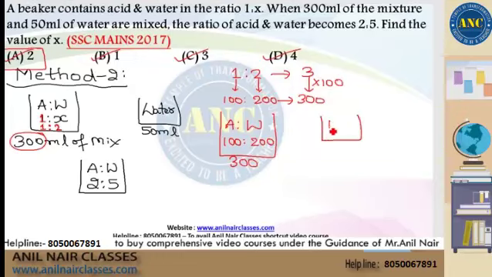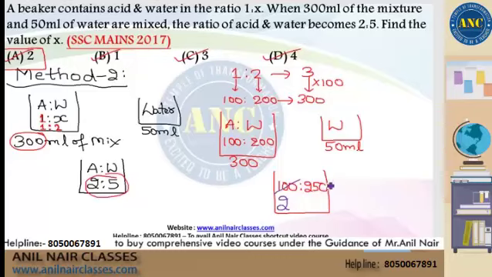Now in the second vessel, water present is only 50 ml. Now if I mix these two, acid in the third vessel is 100 and water in the third vessel is 200 plus 50, which is 250. Check whether it is in the ratio 2:5. Are you getting the ratio to be 2:5? Yes. 50 into 2 is 100, 50 into 5 is 250. Because I am getting the third ratio to be 2:5, my assumption of x equal to 2 is also right. So the answer for this question is x is equal to 2.